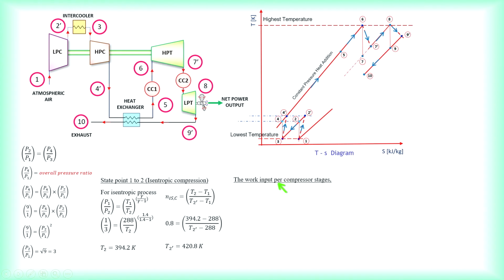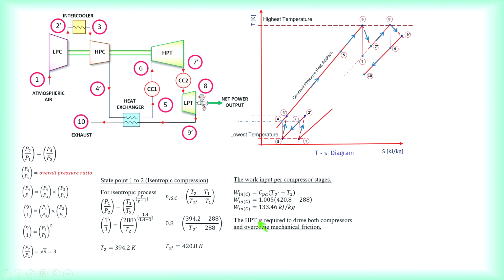Then after that, we know that the work input per compressor stage is given by Cp(T2 prime minus T1) or Cp(T4 prime minus T3). They are both the same now. So the compressor work input here is 133.46, and since there are two compressor stages, you have to multiply by 2.